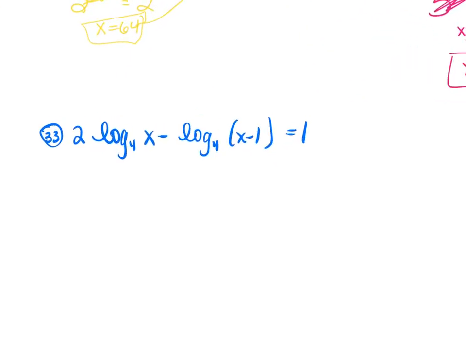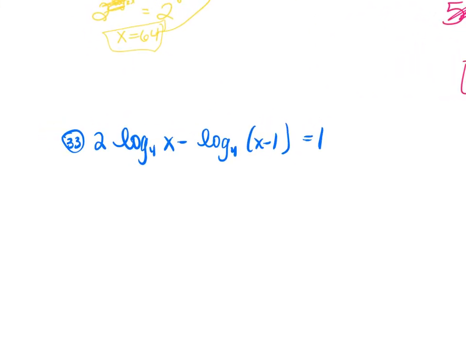And our last problem. Again, we have two of the same logs on the same side, so let's condense them. I'm going to take this 2 and move it back here. So I'm going to say log base 4 of x squared. Since this is subtraction, I'm going to make it division when I condense. So x minus 1 equals 1.